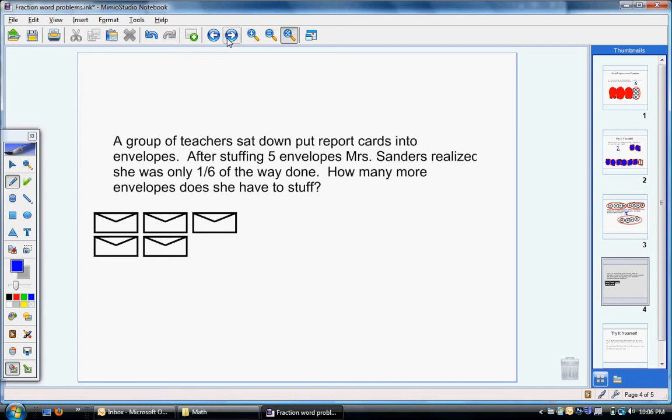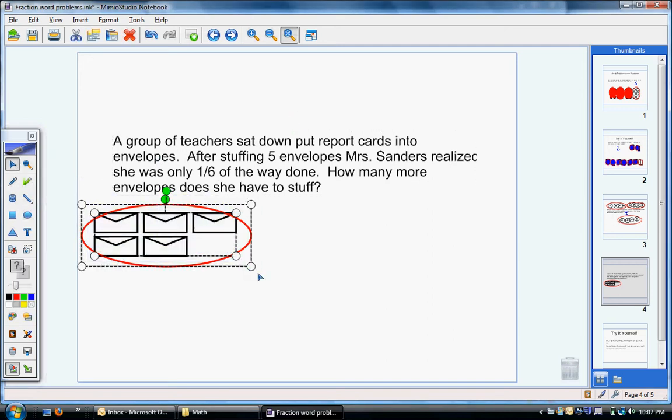Well, let's think about what this fraction means. It means that there are 6 groups, and she has filled in 1 group. So thinking about the 5 envelopes that she had, that would be 1 group. Because I can see my fraction says 1 out of 6. Now I need to take this same group, and I need to build it up so I end up with 6 groups.